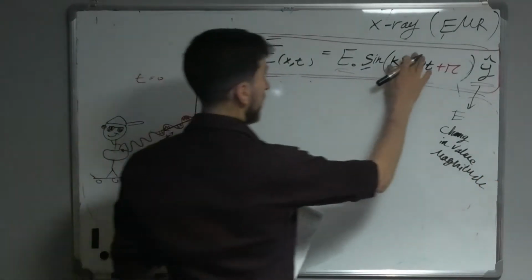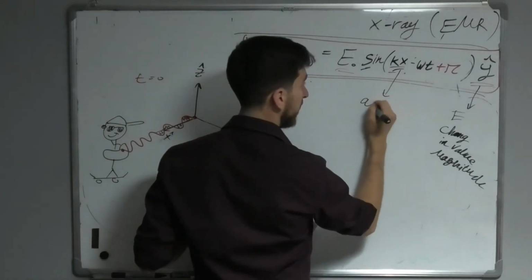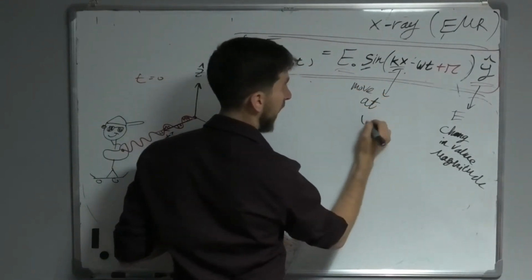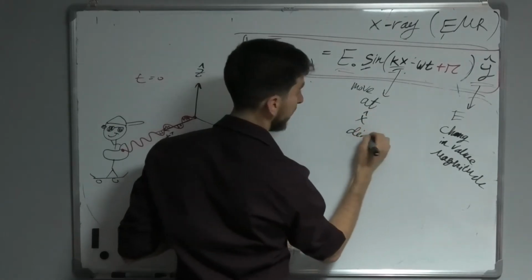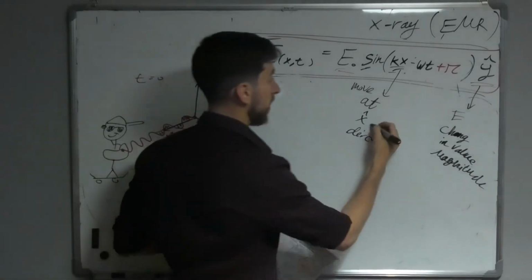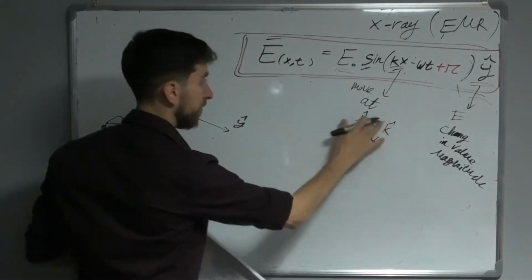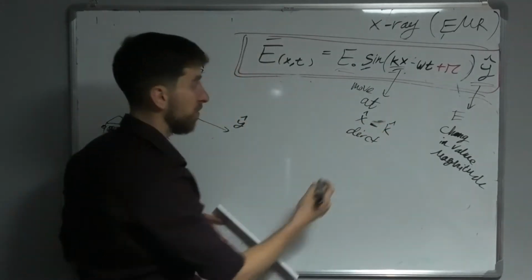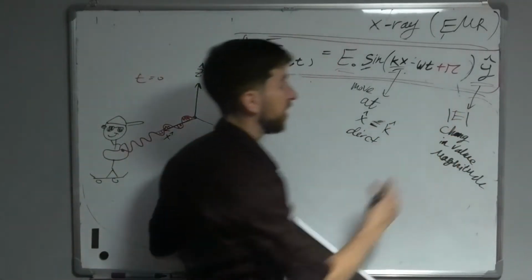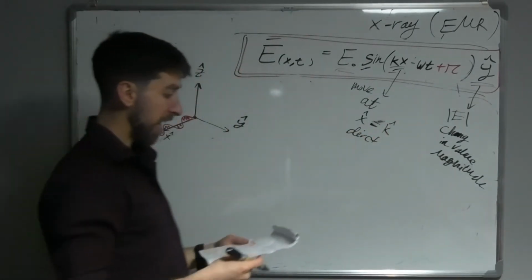And in which direction does it move? It moves in the x direction, and the direction you are moving is called k. This is the direction you are moving, you call it k. And this is where the magnitude of E is changing, at y. Okay, really important.